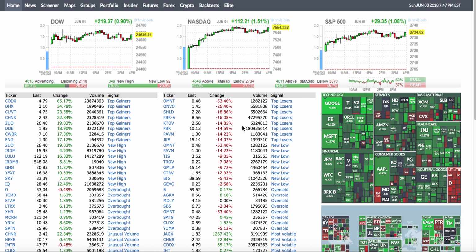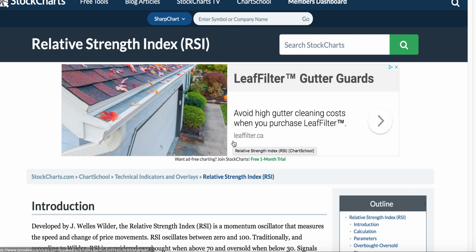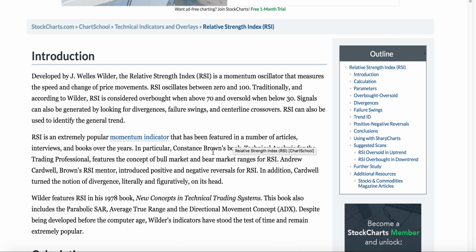I want to talk a bit about using RSI as an indicator, which is the Relative Strength Index. This is one of the most common indicators used by traders. It's the most used, but also the most mismanaged, and a lot of people think it's supposed to be used for things it's not supposed to be used for.